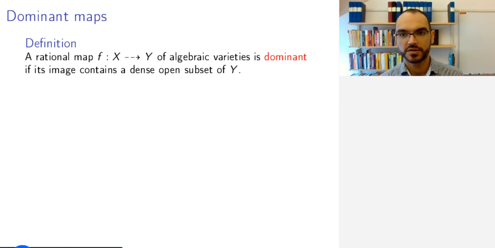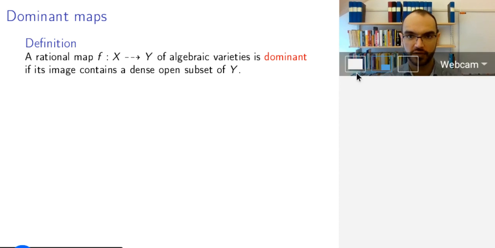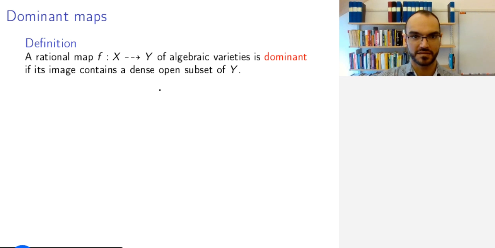Let us now look at an analog of surjectivity for rational maps. As you can imagine, it is too much in this setting to require that a rational map be surjective. Rather, we want its image to contain a dense open subset. And indeed, a rational map satisfying this property is called dominant. Of course, this terminology can also be used about rational maps that are in fact morphisms. So dominant means that the image contains a dense open subset of the target variety.